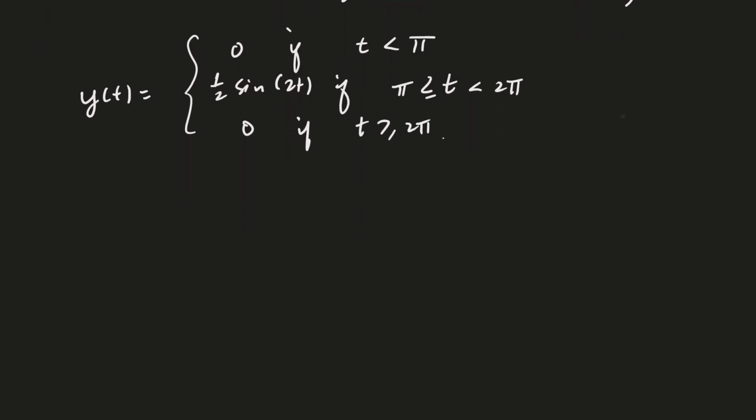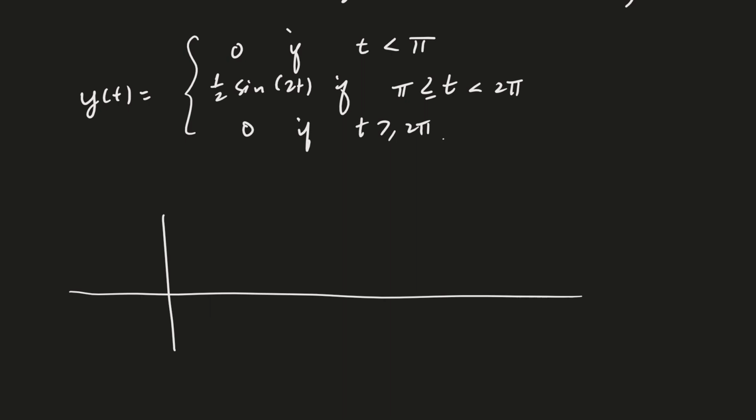So our solution then looks like the following. Up until time pi, the function is 0. Then at time pi, we get our sine of 2t appearing. And then at time 2 pi, the function cancels itself back out again. Okay, so this is the solution to number 2.